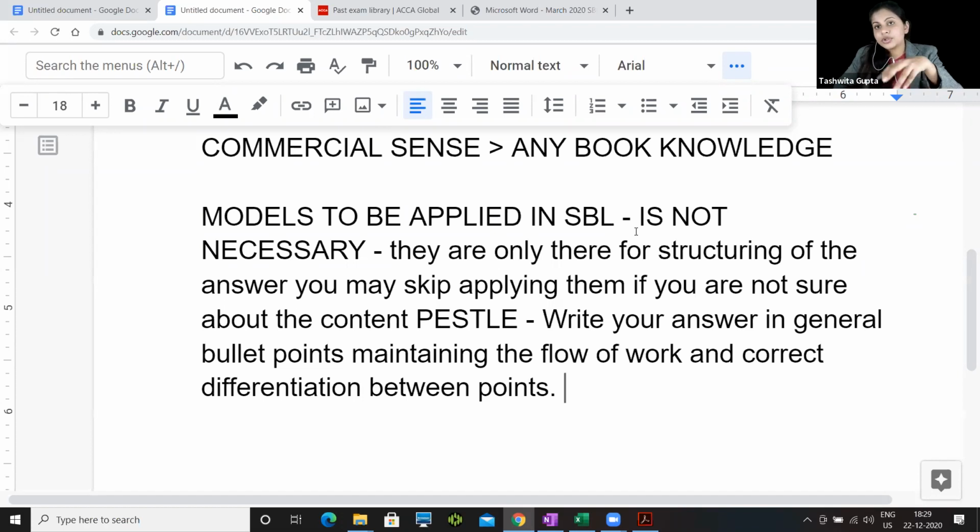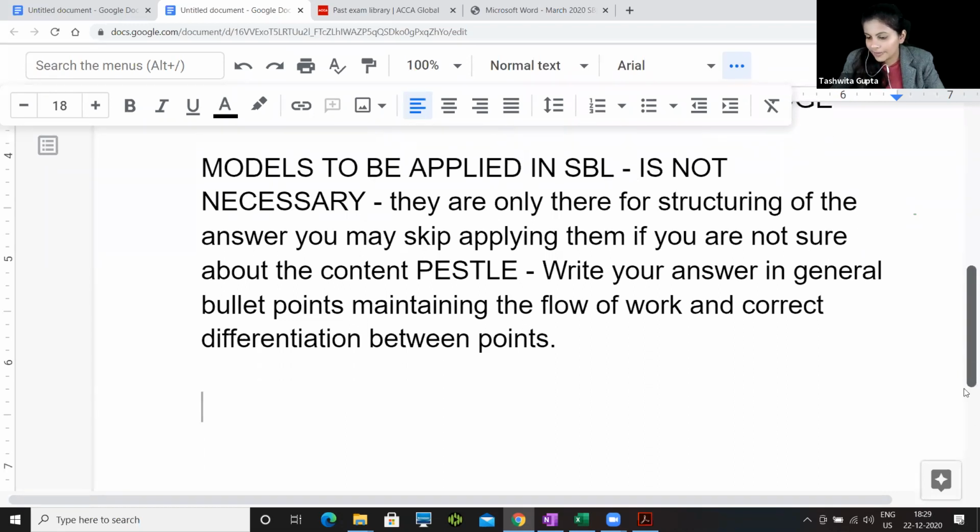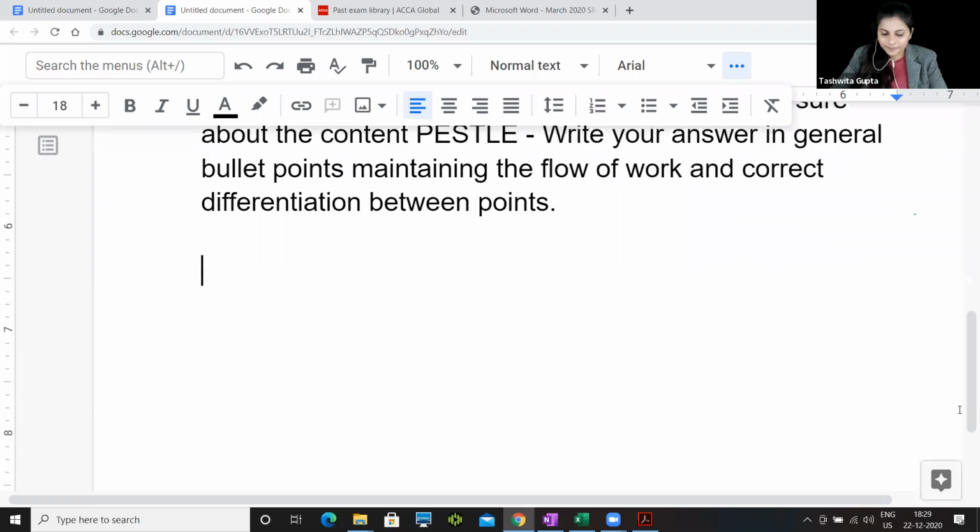But if you're not sure, maybe in the exam you forgot, or maybe there is certain confusion, then don't apply that model and just make general points in bullet points and actually differentiate them, make short paragraphs, and maintain the flow of your work. That's the most important thing for getting those 20 professional marks. So now coming to your 20 professional marks, let me discuss the professional skills mark which are available in your exam.